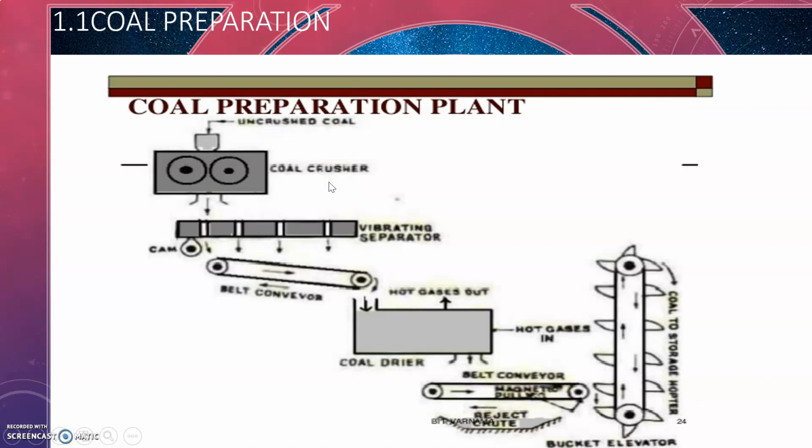Sized coal is passed over the dryer to remove moisture from the coal. For that, hot flue gases are used. Before coal goes to the storage hopper, the iron scrap and particles are removed. Then the coal goes to the magnetic pulley. The media which are used to separate coal from impurities are water, air, and magnetite in water.